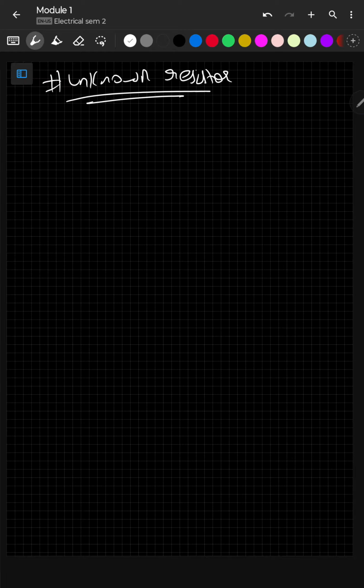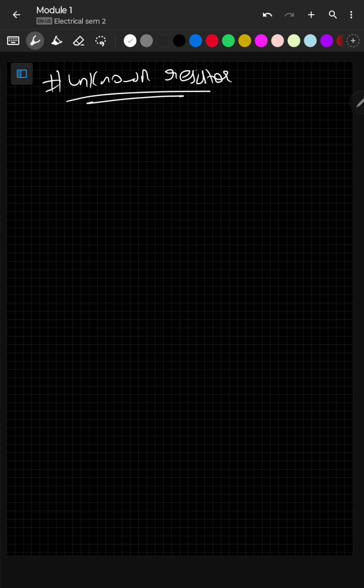Let's start with the next concept, which is unknown resistor. I suddenly remember, so thought I should say. Unknown resistor problems. I'll try to finish this here, and in case of KVL, we can start in the next part 3. Okay.